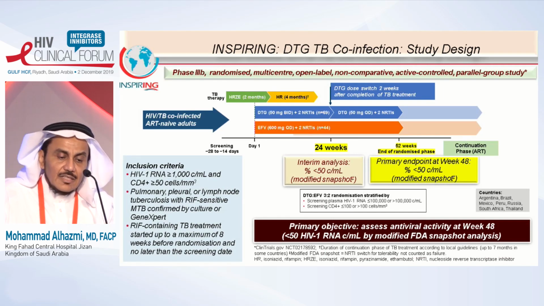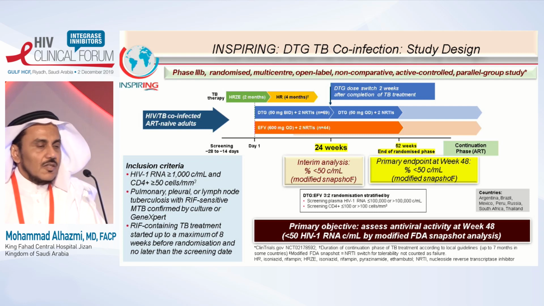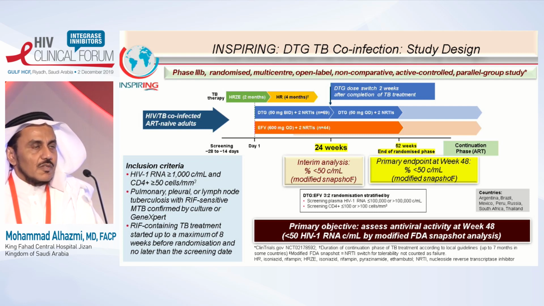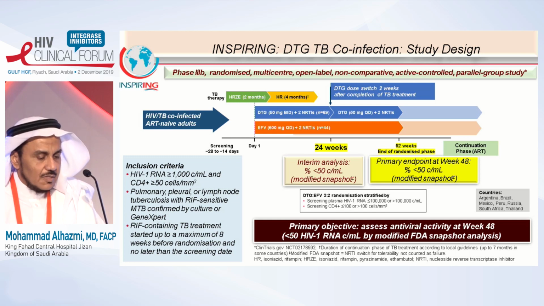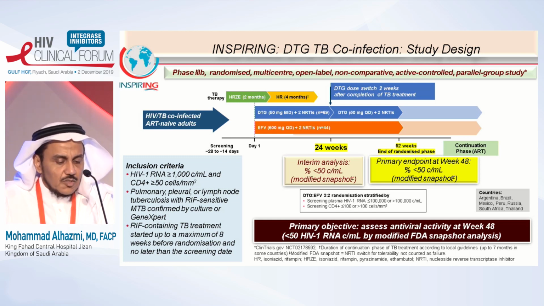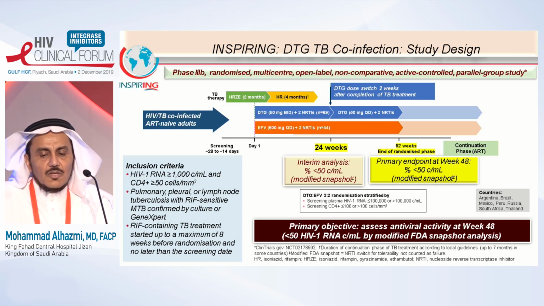And if you look at the data on dolutegravir, it's really reassuring. The INSPIRING study looked at dolutegravir in patients with an inclusion criterion of more than 1,000 viral copies at entry. They have either pulmonary, pleural, or lymph node tuberculosis, and it is rifampicin sensitive. It is documented either by culture or GeneXpert, and the patients have been on rifampicin for the induction phase, and then you randomize them to dolutegravir or efavirenz for the duration of rifampicin therapy, and then you can come down with dolutegravir.